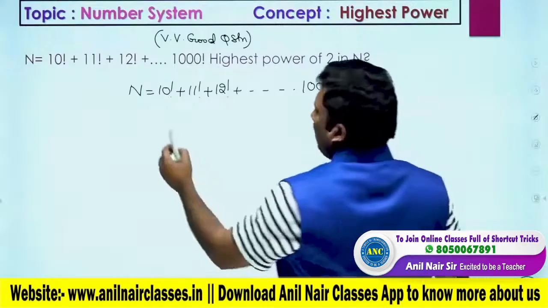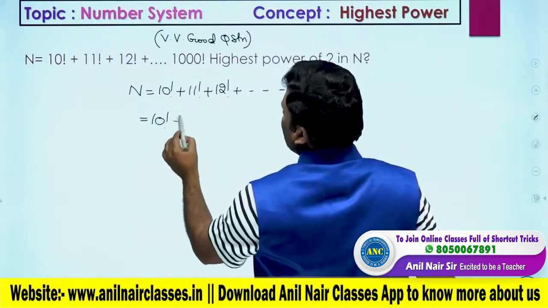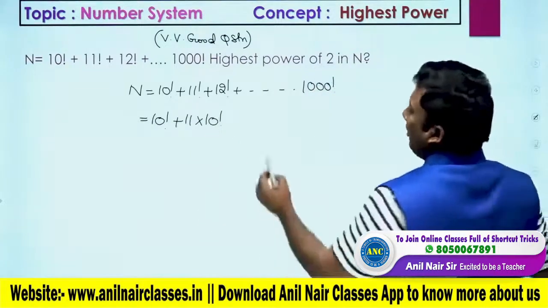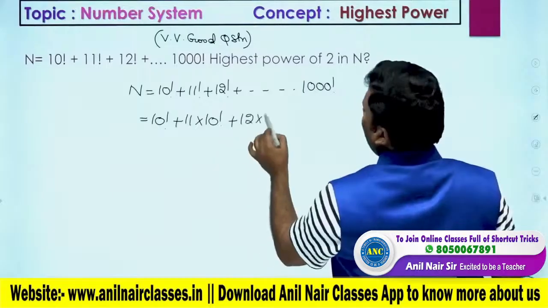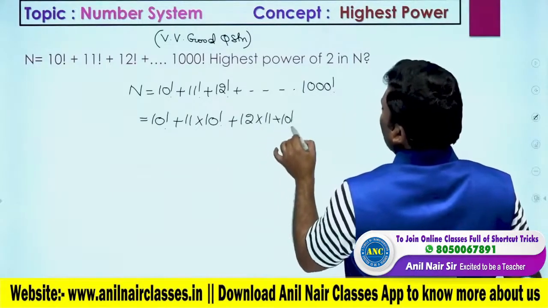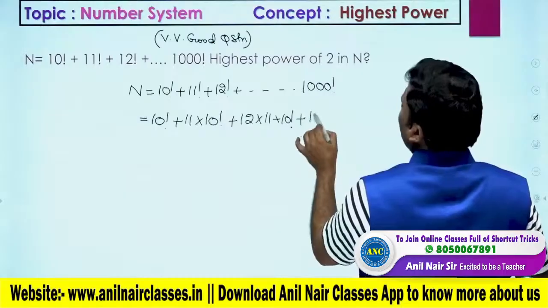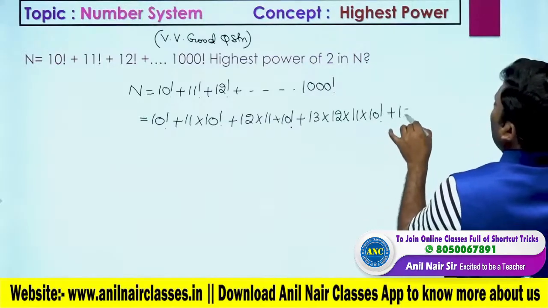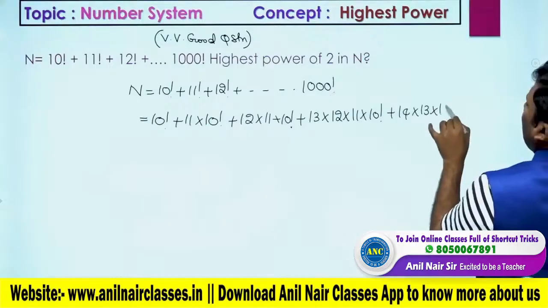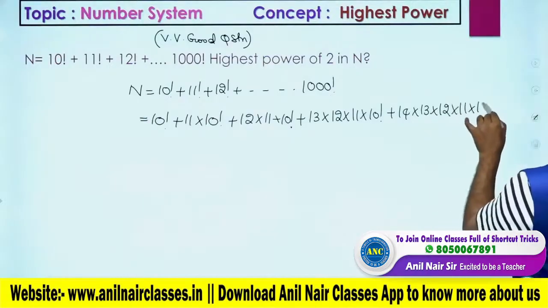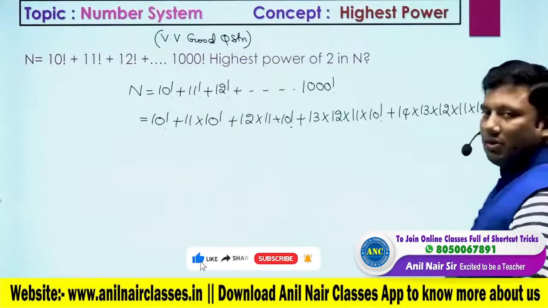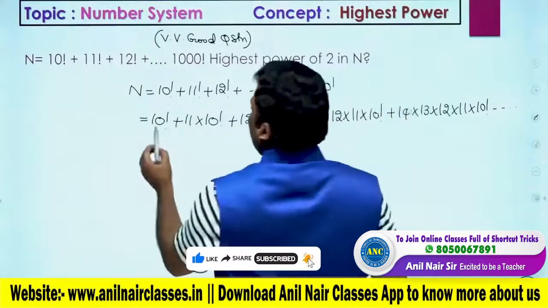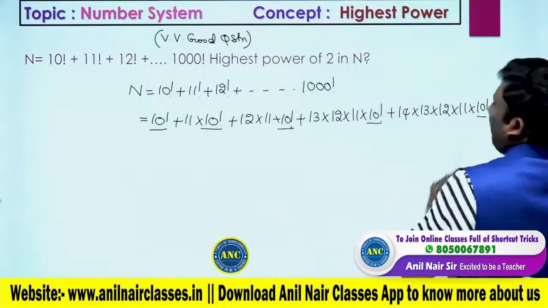Now see here, this is 10 factorial as it is. 11 factorial is 11 into 10 factorial. 12 factorial is 12 into 11 into 10 factorial. 13 factorial is 13 into 12 into 11 into 10 factorial. 14 factorial is 14 into 13 into 12 into 11 into 10 factorial, and the process goes on. A small change and we will get the answer. Everywhere 10 factorial is there.